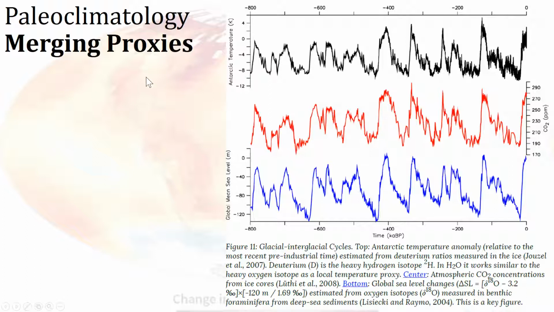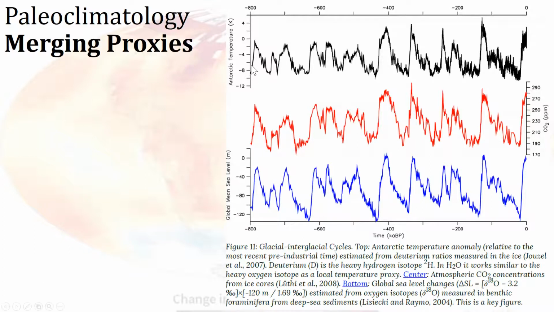And when we're talking about merging proxies, these are three different proxies telling us the exact same story. So this is really, really key. And this is where the climate consensus starts to make a lot of sense, when we start to look across all these proxies.